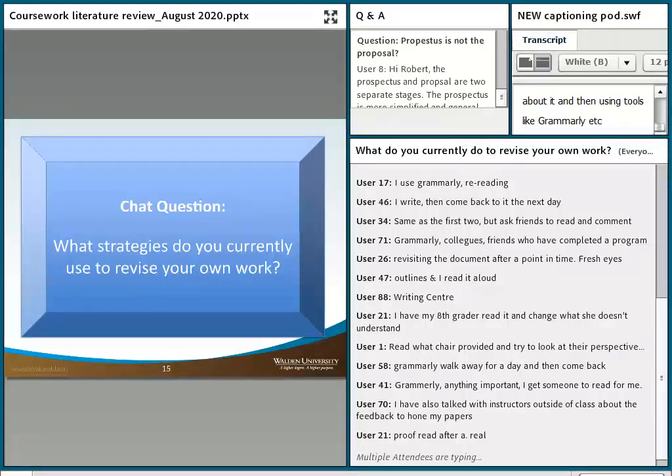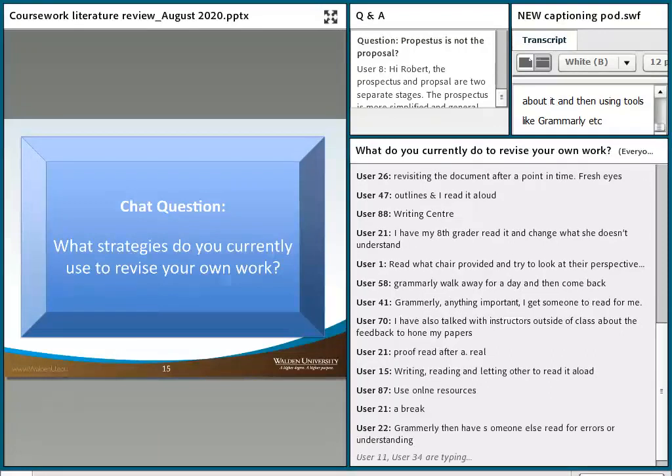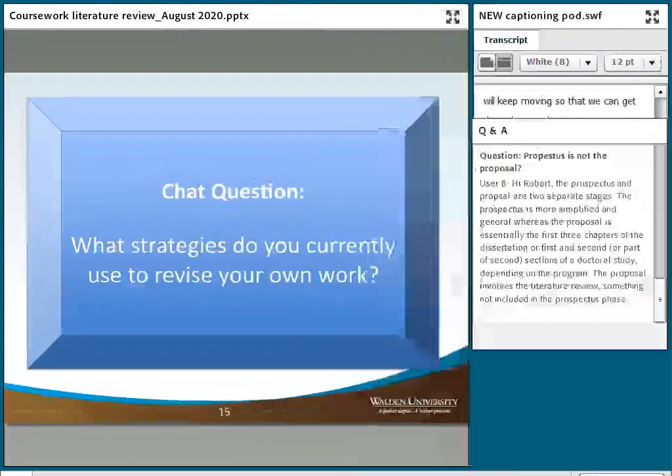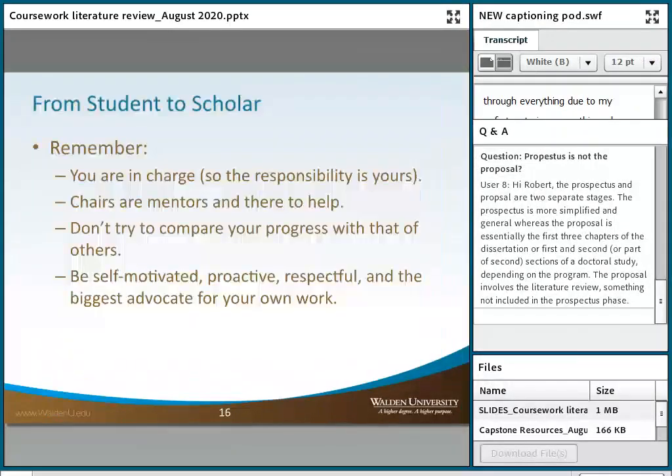Okay, so we've got people reading, we've got people reading what various people have said about it, and then also using tools like Grammarly, etc. Or the Writing Center, what have you. Have my eighth grader read it and change what she doesn't understand, right? And a break, someone put in a break. Yes, these are all great.